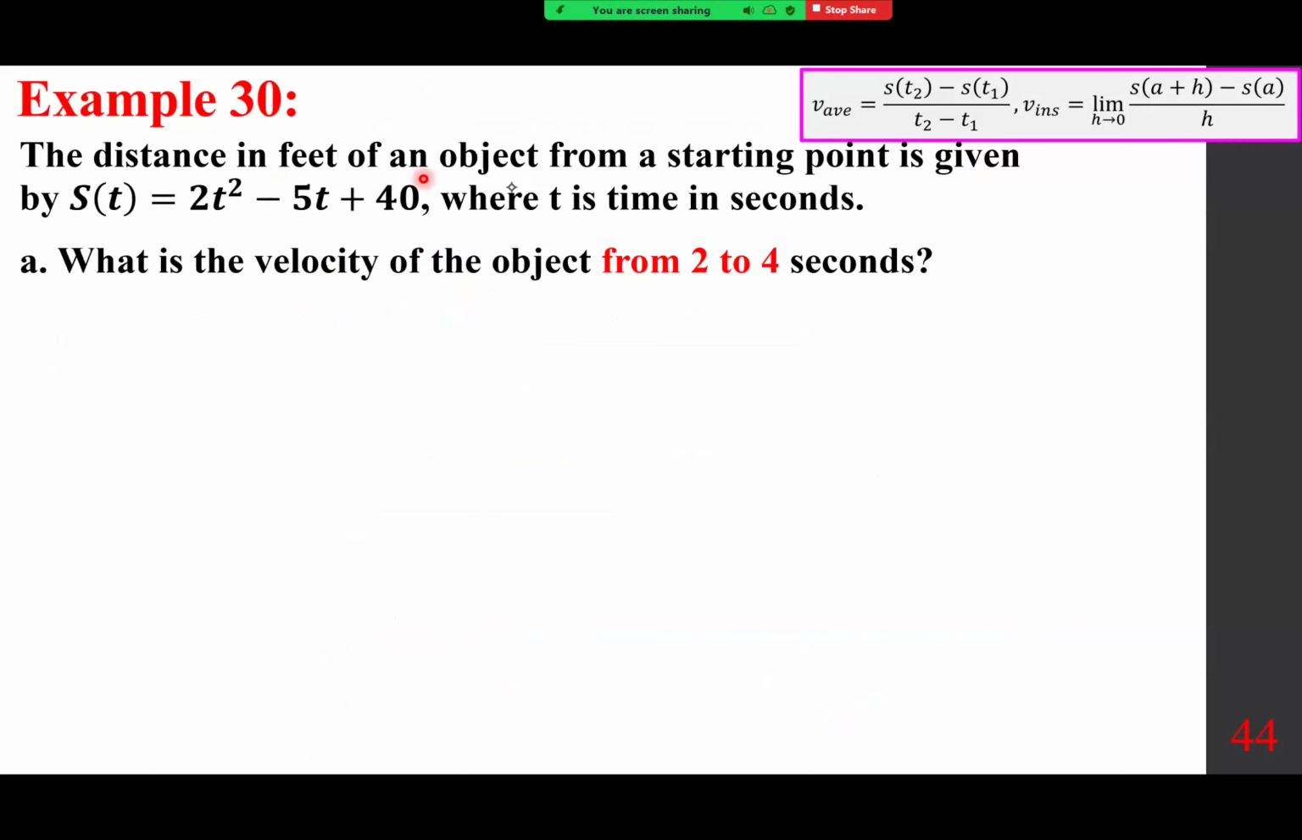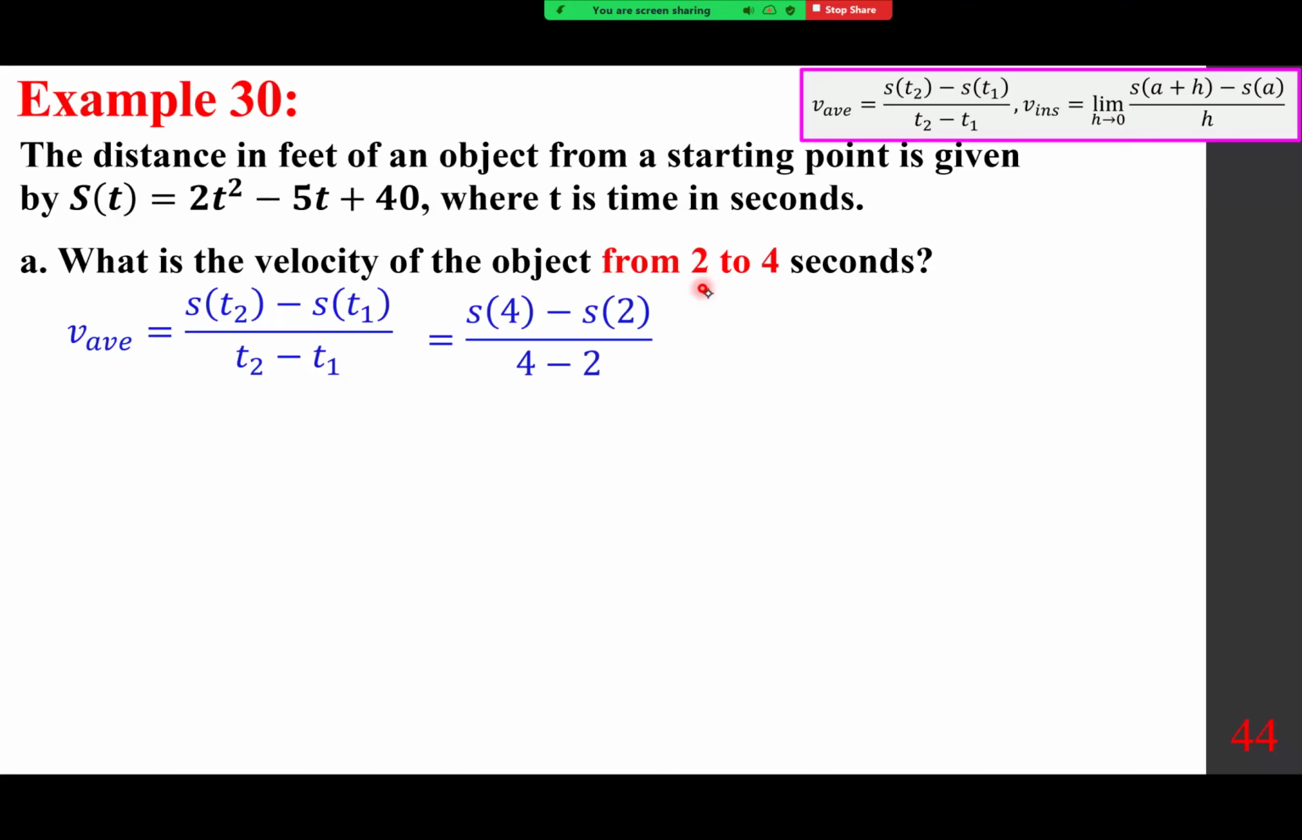The distance in feet of an object from a starting point is given by s of t equals 2t squared minus 5t plus 40, where t is time in seconds. What is the velocity of the object from 2 to 4 seconds? This is the average velocity, which is total distance over total time. And therefore, s of t2 minus s of t1 over t2 minus t1 becomes s of 4 minus s of 2 over 4 minus 2.